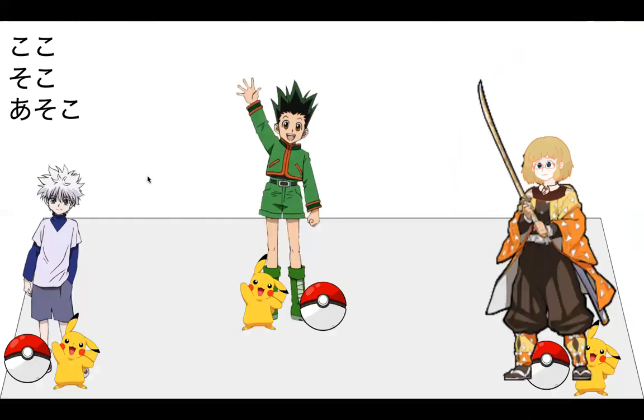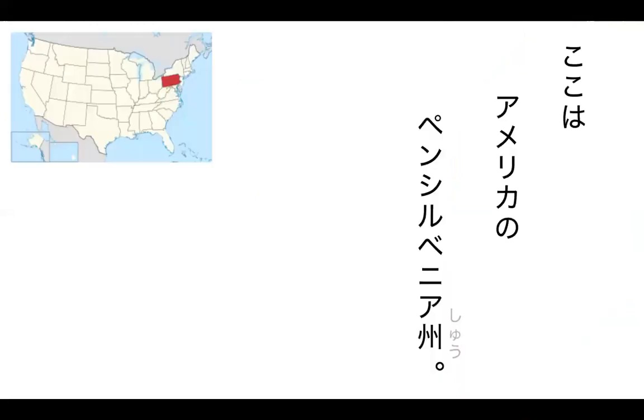Perfect. Now we have koko, soko, and asoko. Do you know what those mean? Koko means here, soko means there, and what's the last one? Asoko means over there. Yep. Just was checking that. So what does this sentence mean?